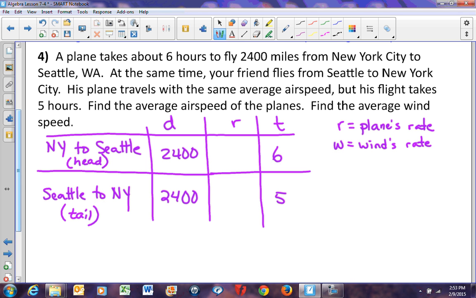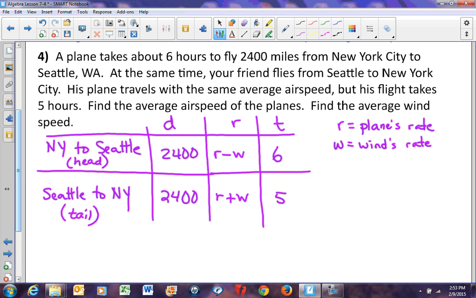So if it's a headwind, it's going to be the rate of the plane minus the rate of the wind, because the wind is not helping it, it's hurting it, it's pushing it backwards, so it's slowing it down. So we have to subtract that wind speed from the rate of the plane. If it's a tailwind, it's pushing it along. It's kind of like running against the wind and running with the wind. If you've ever had to run against the wind, you have to take a lot more energy to stay at the same pace. So this will be R plus W.